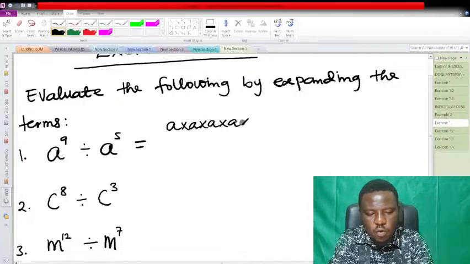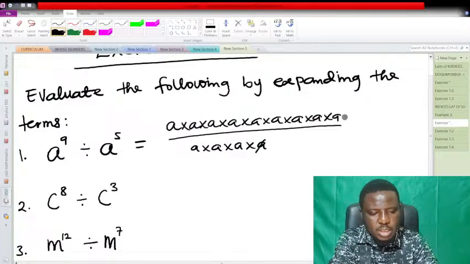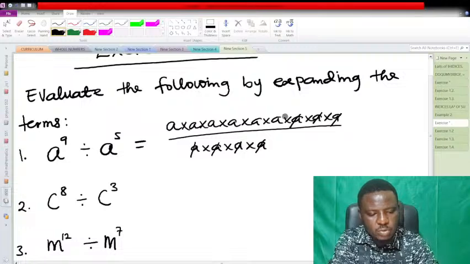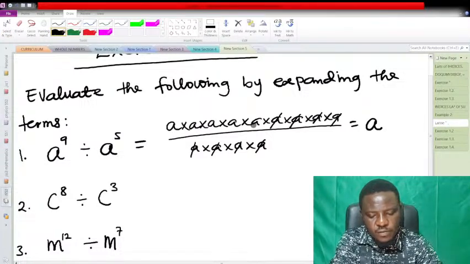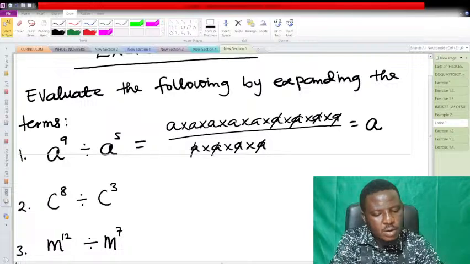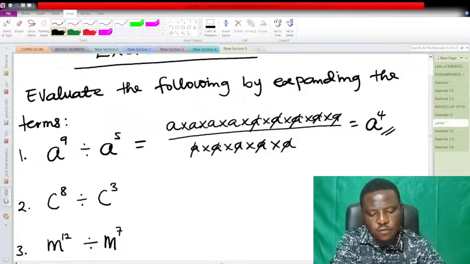This is 3, 4, 5, 6, 7, 8, and 9 to be divided by a times a times a times a. This will cancel out, this will cancel, this will cancel out, and this will cancel out, leaving us with a raised to the power of 1, 2, 3, 4, 5. Okay, this is times a, 5 a number, so that this is a raised to the power of 4.